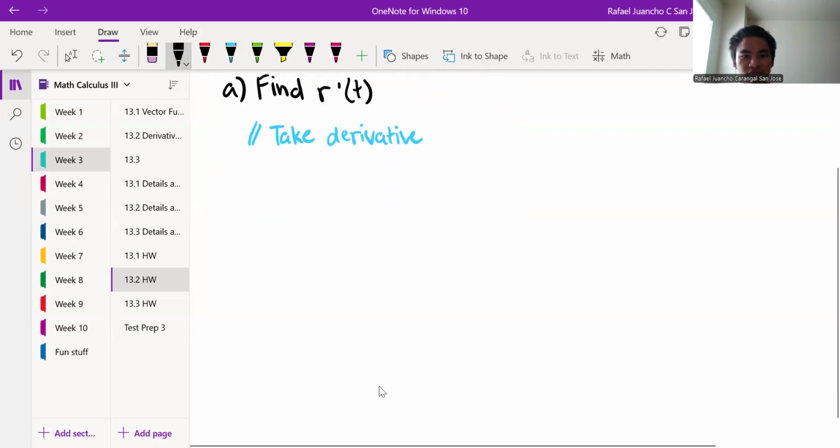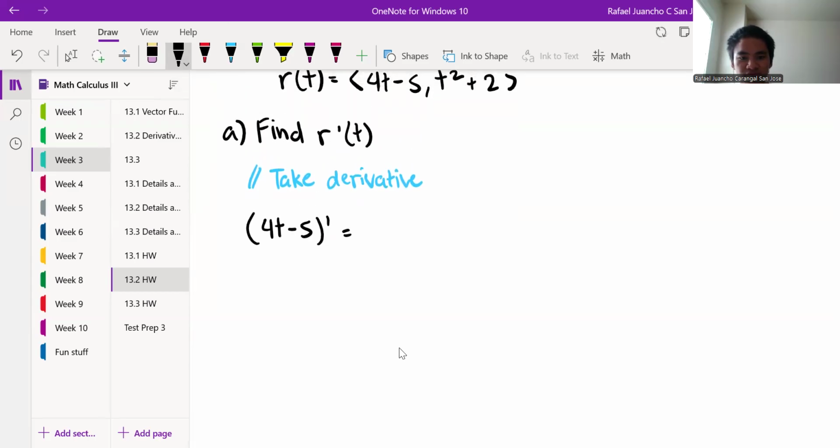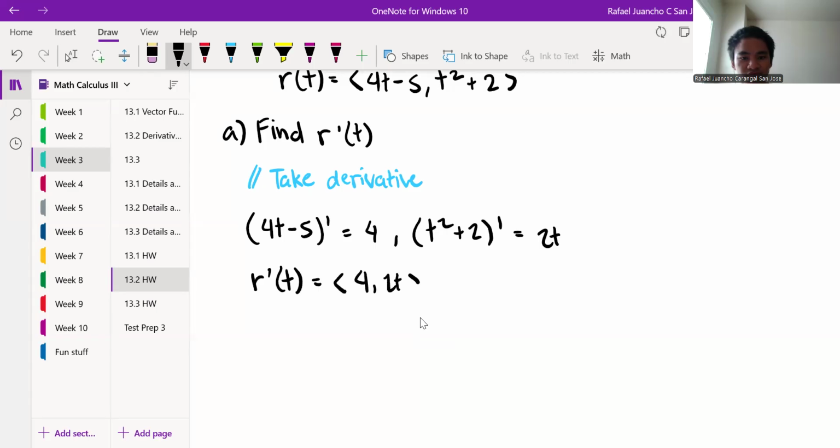And so the derivative of 4t minus 5, since that's the first one, it's just going to be 4. And the derivative of t squared plus 2 is just 2t. And so our R prime of t is going to be 4, 2t.